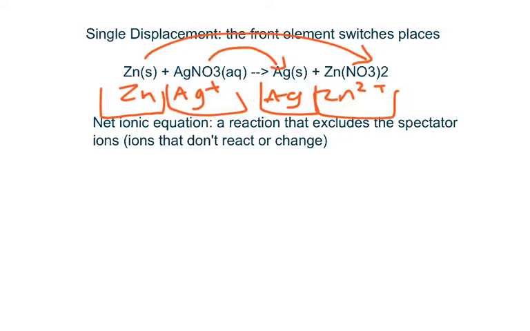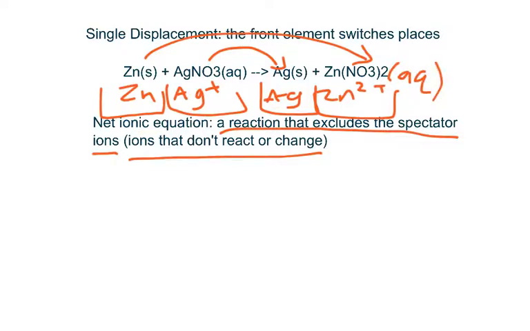So let's now talk about what net ionic equations are, since they are essential to understanding how single displacement reactions work. A net ionic equation is a reaction that excludes the spectator ions, and I'll show you what they are, but a spectator ion is an ion that does not react nor change. So let me write aqueous there to be sure.